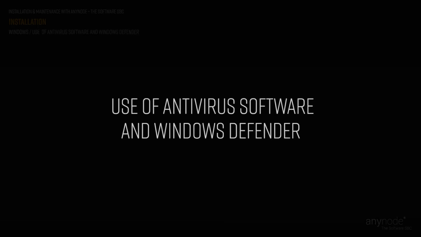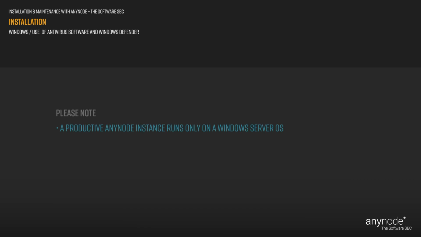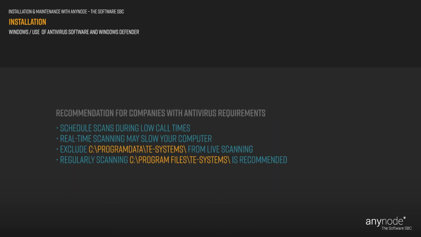Use of antivirus software and Windows Defender. A productive anynode instance is exclusively deployed on a Windows Server operating system within production environments. We recommend that companies with an information security policy requiring antivirus programs on all servers review the following recommendations. Ideally, the operation of anynode should not be hindered by antivirus software. We suggest scheduling scans during periods of low call volume.